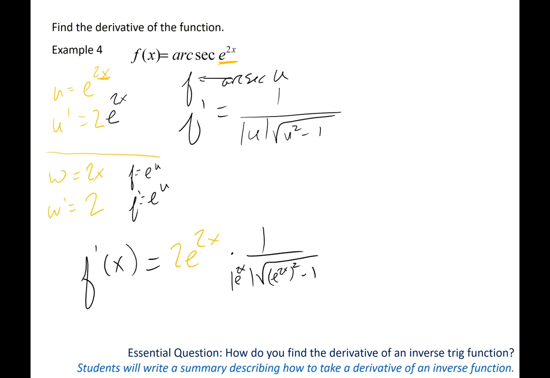squared minus 1. Now, if I took the absolute value of this, I would get e to the 2x. So you'll notice that this and this are the same, so we could cancel those. So my final answer would be 2 over the square root of, power to a power we multiply, we'd say e to the 4x minus 1.